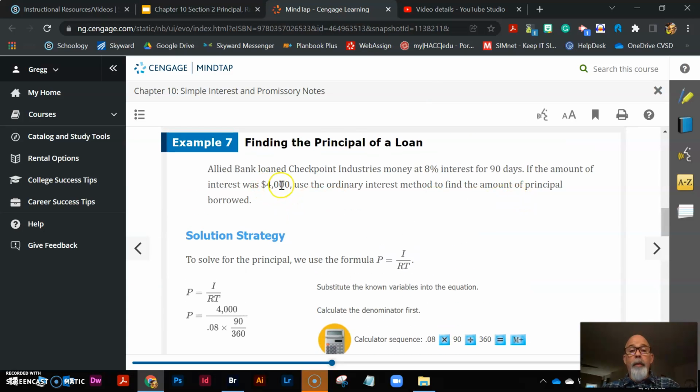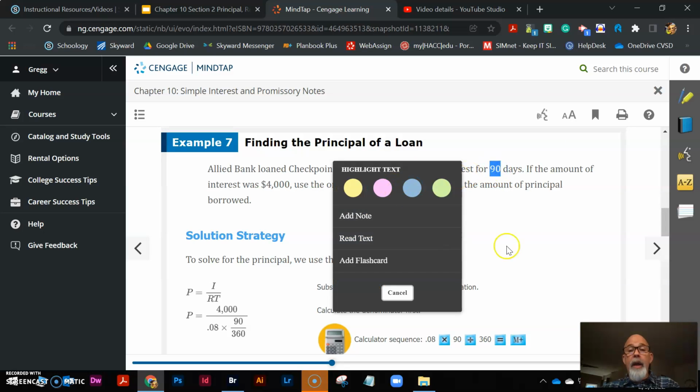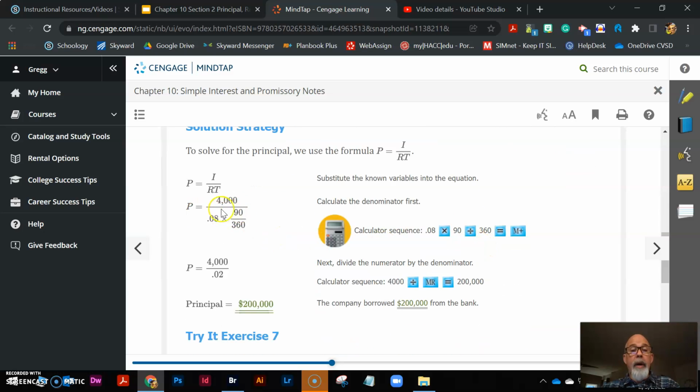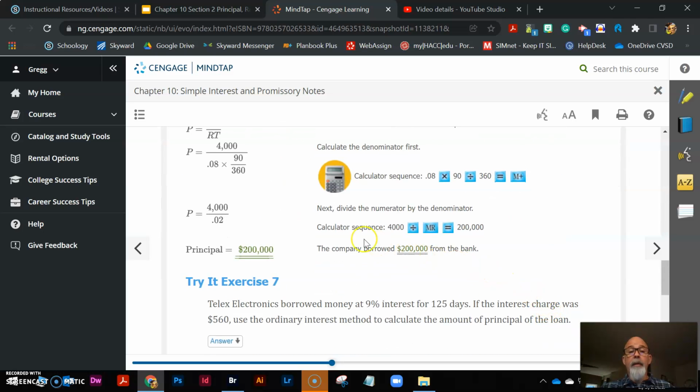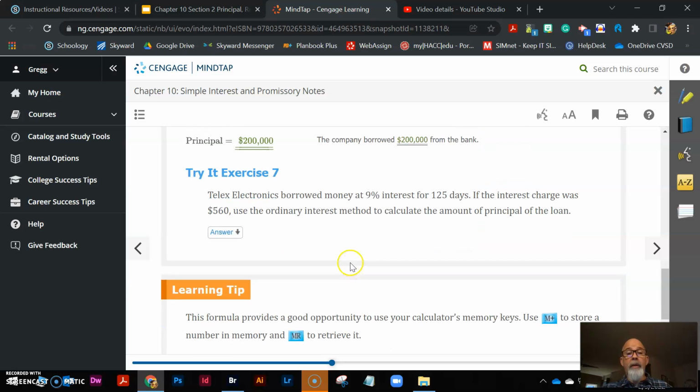Also, we can look at other examples from the book, like this one, where you'd have 4,000 for the interest, 8%, and 90 days. Going back to the number of days, this is going to be ordinary. So here's your problem. First thing you want to do is convert your percent to a decimal, times the number of days, which is 90 divided by 360. This is the calculator sequence. In the book, it's important to calculate the denominator first. They worked through the bottom first, and once they had the bottom solved, they divided it into the 4,000, giving a principal of $20,000.